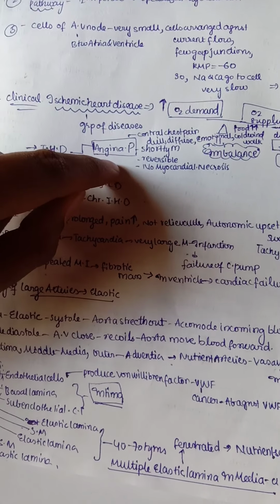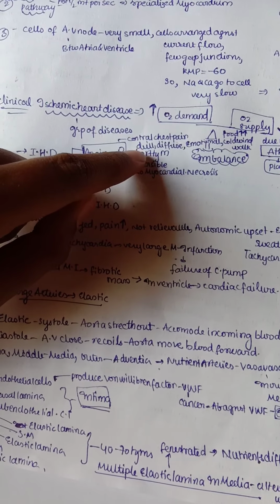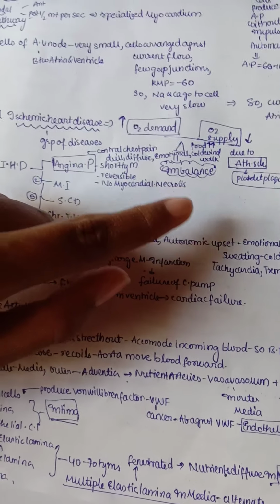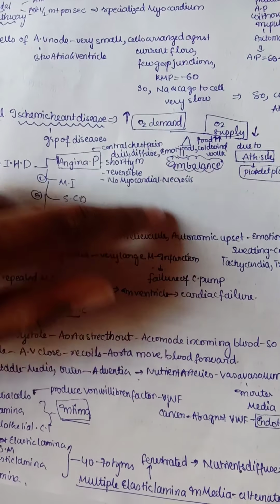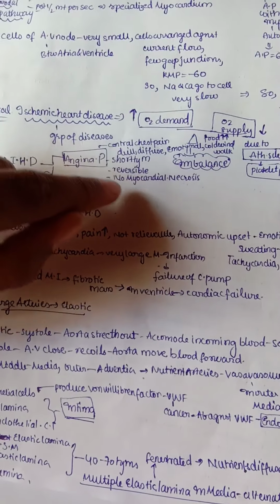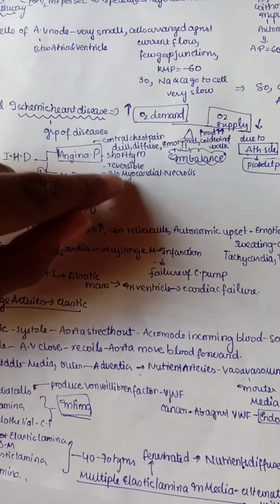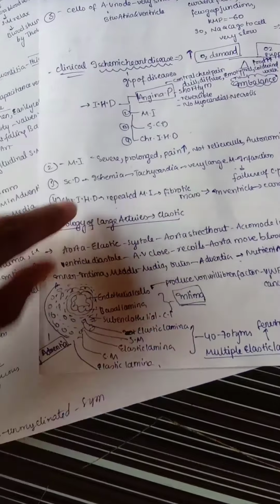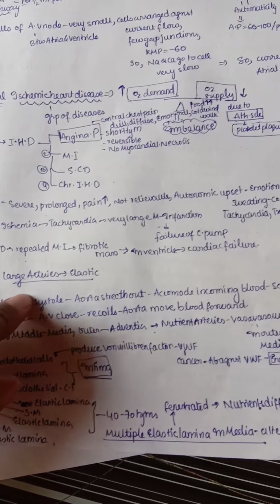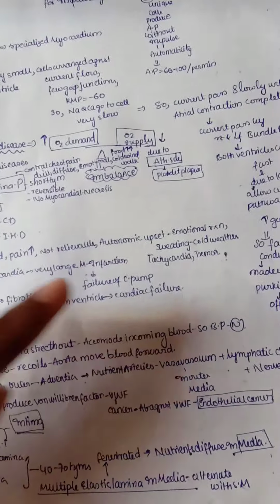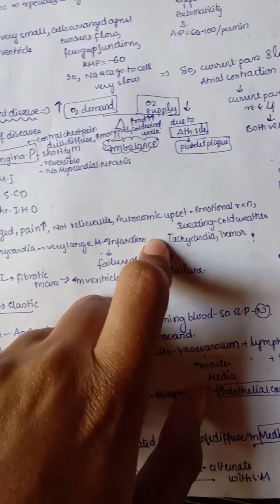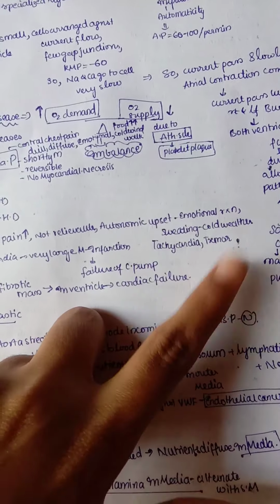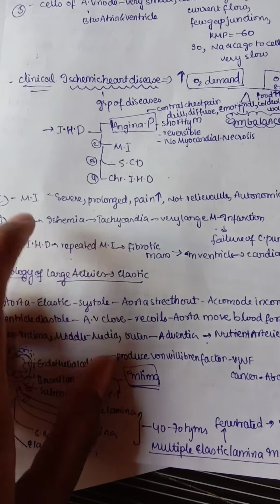So the first one is angina pectoris. It is central chest pain which is dull and diffuse, and it may be due to emotional conditions, walking against the cold wind, and whenever we eat more food. It is of shorter duration, and it is reversible, with no myocardial death or myocardial necrosis. Next comes myocardial infarction, that is MI. It is severe, prolonged pain, and it is not relievable, and there is autonomic upset, that is the autonomic nervous system is upset, with emotional reaction, sweating in cold weather, and also tachycardia and tremors.